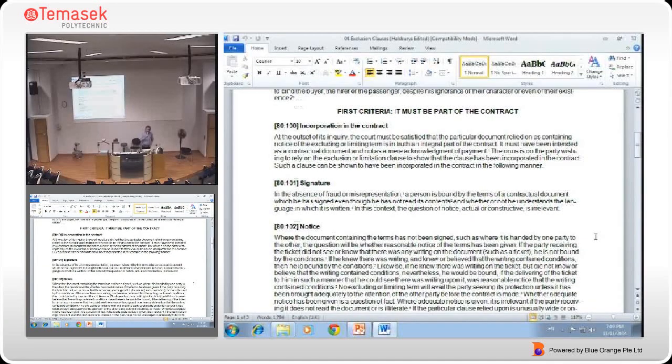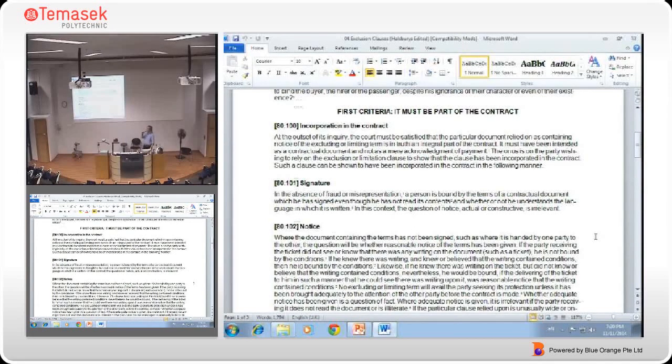Alright, so what it says there, the first criteria, must be part of the contract. As it says there, the court must be satisfied that the particular document relied on as containing notice of the excluding or limiting term is in truth an integral part of the contract. Right, so the onus is on the party wishing.